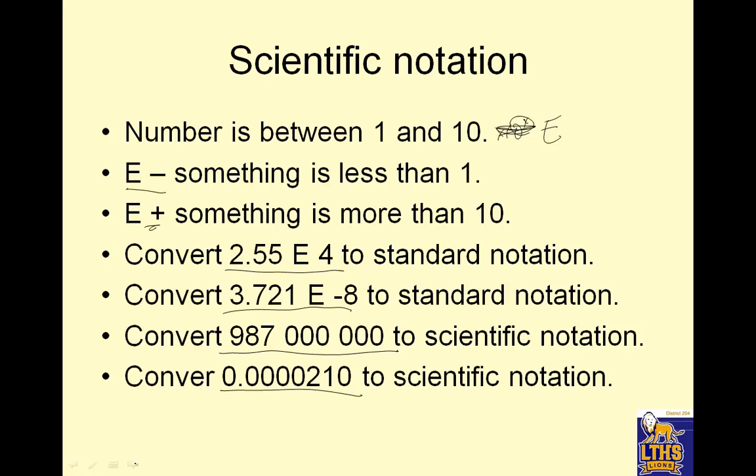He's going to have a negative E. Okay. So if I'm going to convert 2.55 E4 to standard notation, 2.55, I know it's going to be more than 1, so I'm going to move the decimal to the right. 1, 2, 3, 4, and it's going to be 25500. There's my answer.